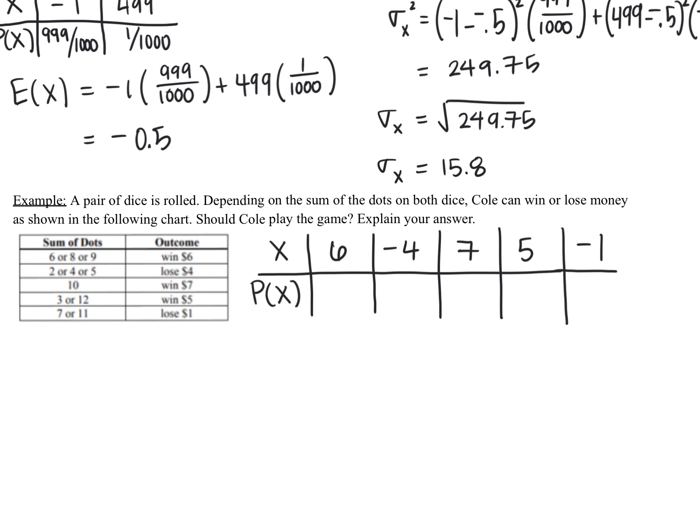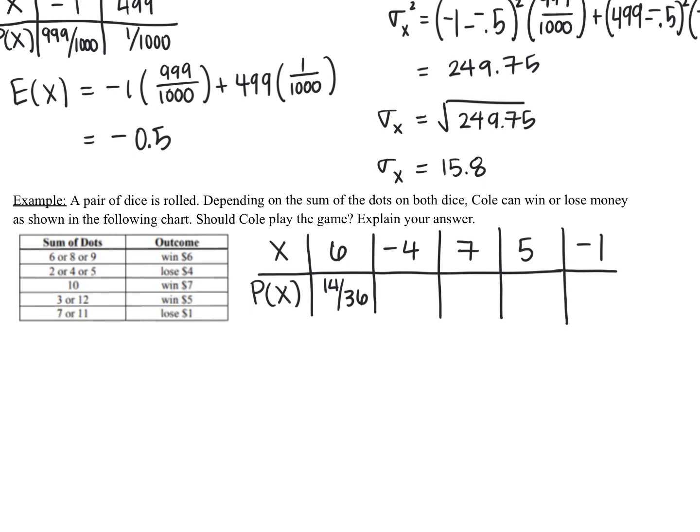Next, I want to convert my outcomes to probability. So this has to deal with rolling a pair of dice. If you remember, there are 36 outcomes when you roll a pair of dice. So the first one, winning $6, comes from getting a sum of a 6 or 8 or 9. So to get a 6, there are 5 outcomes. To get an 8, there are also 5 outcomes. And to get a 9, there are 4 outcomes. So that gives me a probability of 14 out of 36.